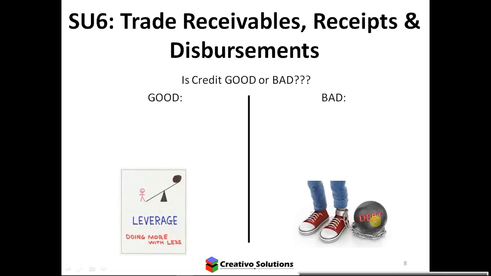Alright, so a debate here. Is credit good or bad? There are two different arguments, for and against. Take a minute or two just to jot down one or two points. Why do you think credit is good and why do you think credit is bad?